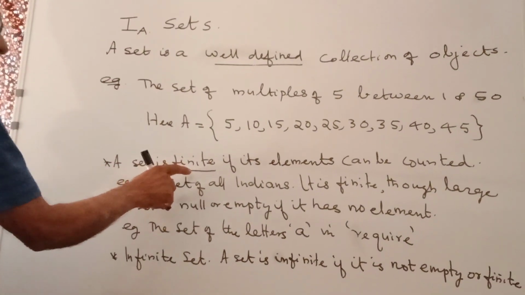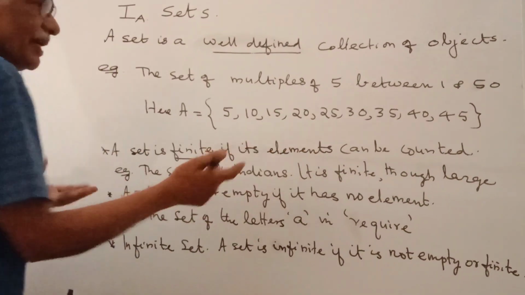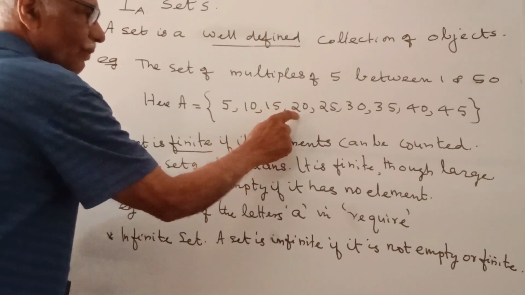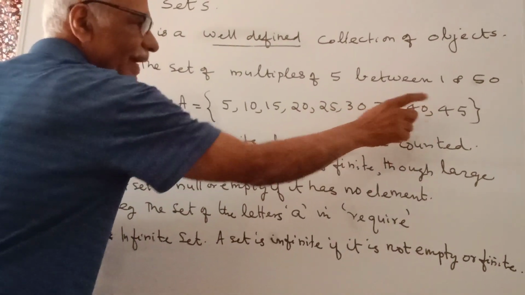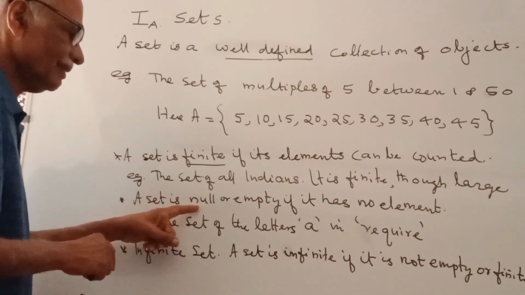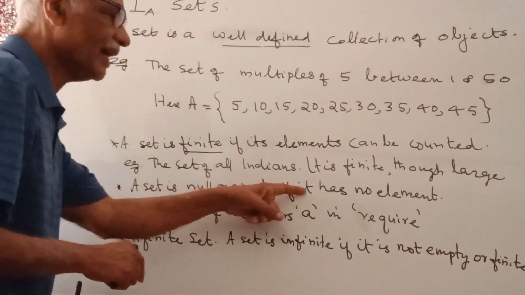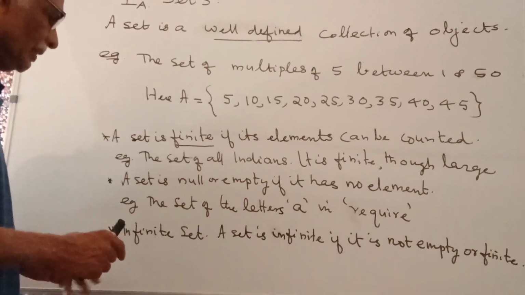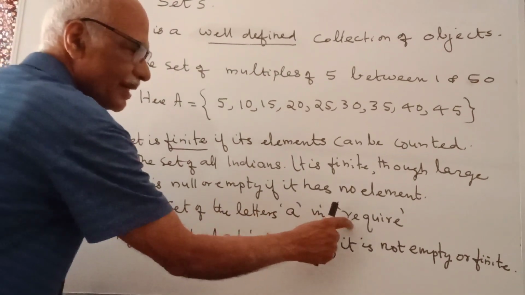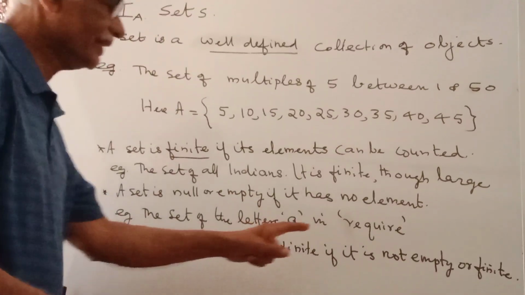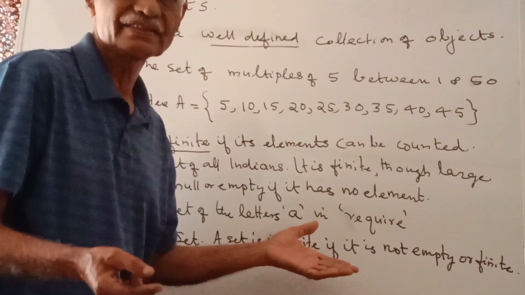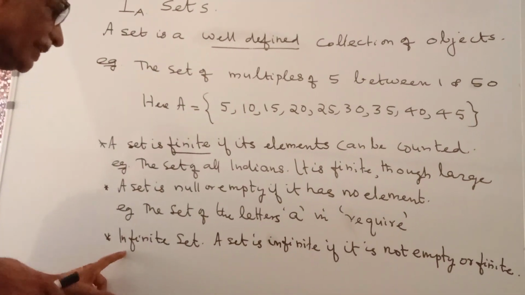Now, a set is finite if its elements can be counted. You can see here you can count 1, 2, 3, 4, 5, 6, 7, 8, 9. So it is a finite set. A set is null or empty if it has no element. For example, the set of the letter A in "require": we observe that there is no A here. So that set is empty. It is null.